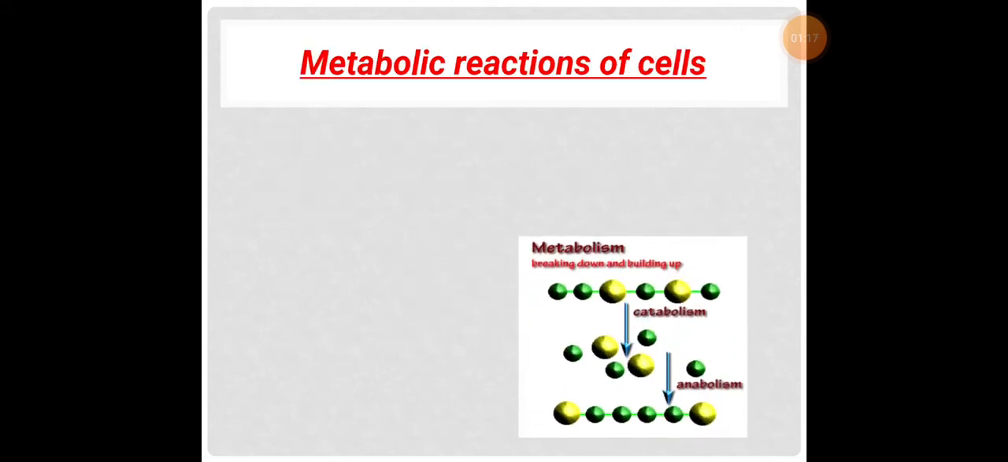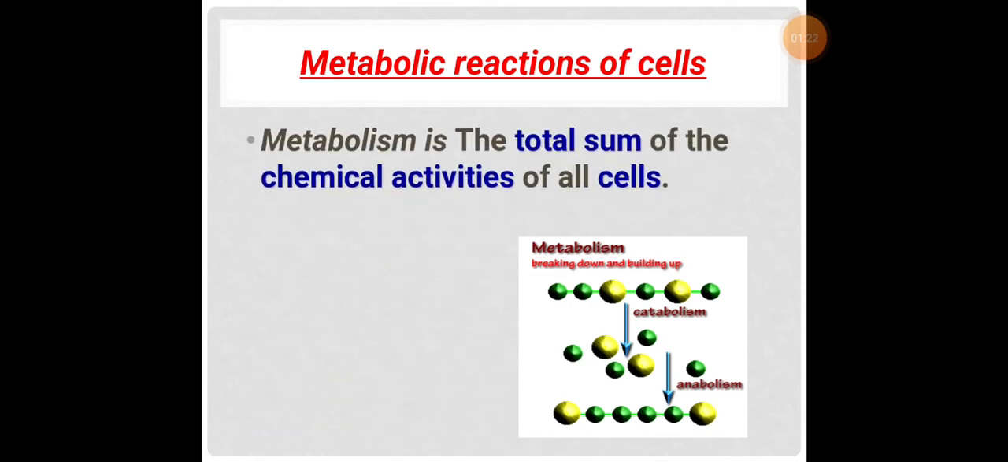Metabolic reactions are of two types: catabolism and anabolism. What is metabolism? Metabolism is the total sum of the chemical activity of the cell. That is a simple definition of metabolism. It is the sum of the chemical activity, whatever the reaction, releasing or storing energy inside the cells. Like biochemistry, which is the study of the chemistry of living organisms, the study of the molecules of living organisms. So it can be catabolic or anabolic.